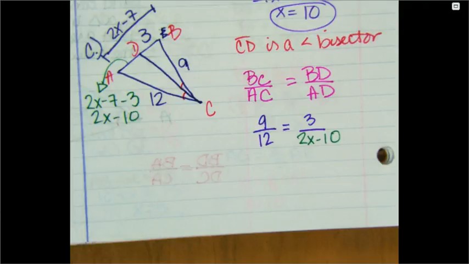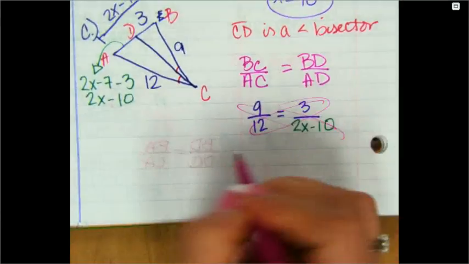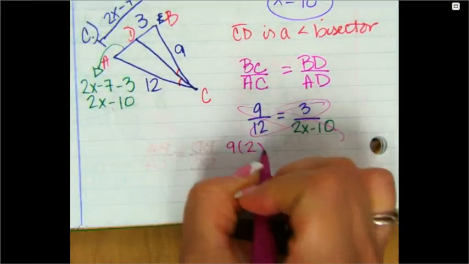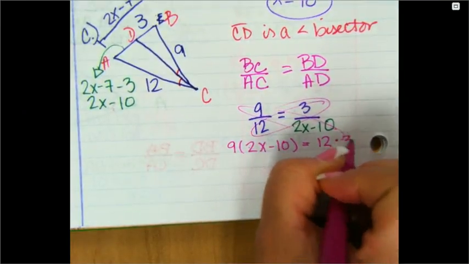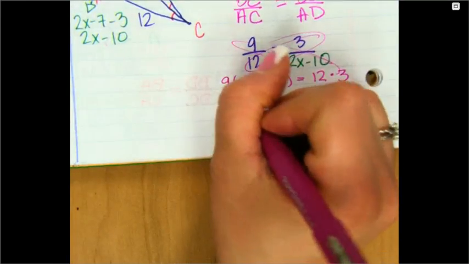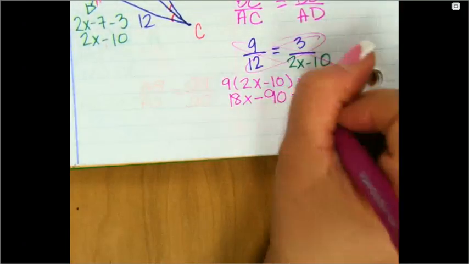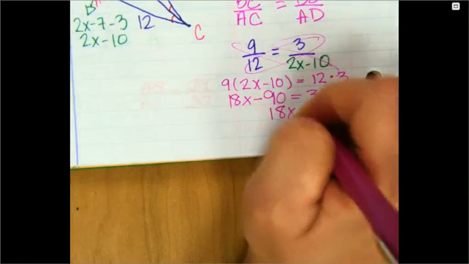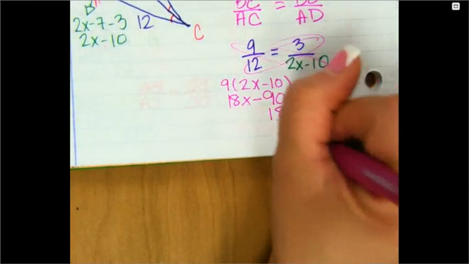All right. How do you cross multiply? 9 times 2x minus 10 equals 12 times 3. So what's 9 times 2x minus 10? 18x minus 90 equals 36. So 18x equals what? 126, and x equals 7 is correct.